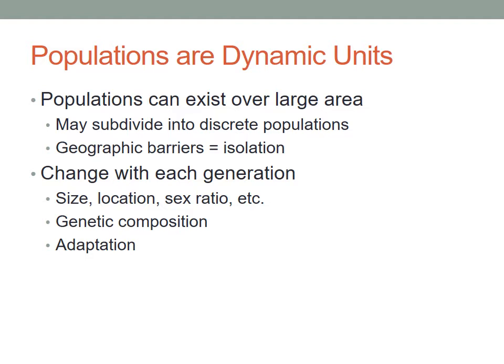What might be some examples of things that are going to change in a population from generation to generation? Well, the size of a population might change. The location of where an animal is might change. Maybe the ratio of males to females could change too. Sometimes we find that changes are going to result in genetic shifts and adaptation because the genetic composition is going to change as things interbreed with each generation.